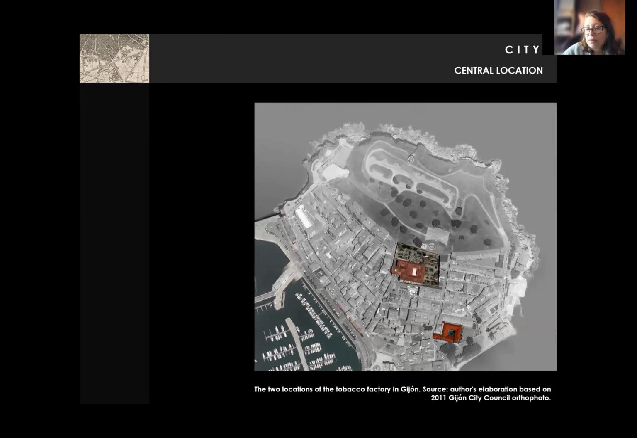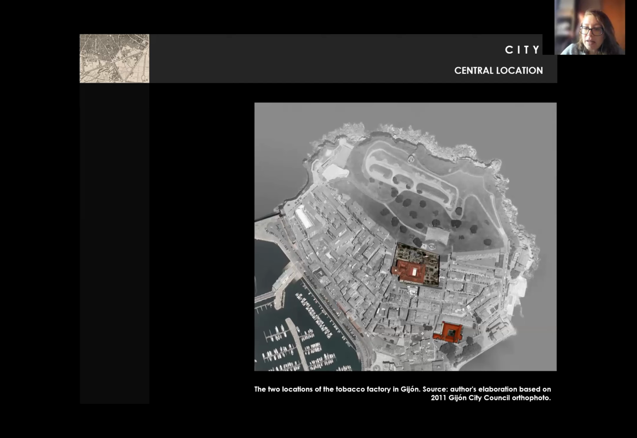So I'm going to give you some examples of these dimensions that I call. The first one is in my hometown, Gijón, which is also the city that hosts these Incuna conferences that Juan Manuel was talking about.